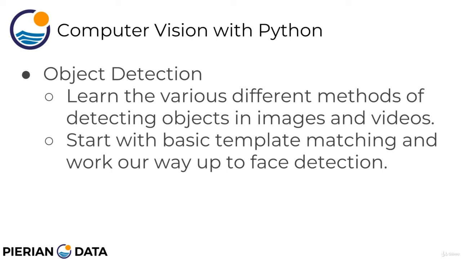After that, we'll move on to object detection. So we'll learn the various different methods of detecting objects in images and videos. We're going to start with basic template matching. That is to say, if you're given an image, can you find that image in a larger image? And then we're going to work all the way up to things like face detection, so we can actually detect faces in photos and videos.